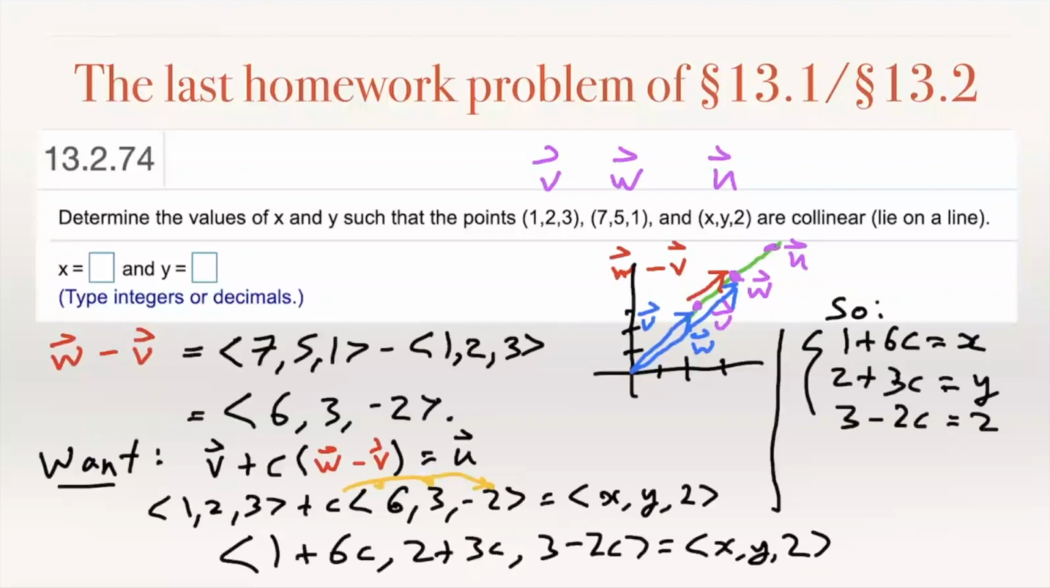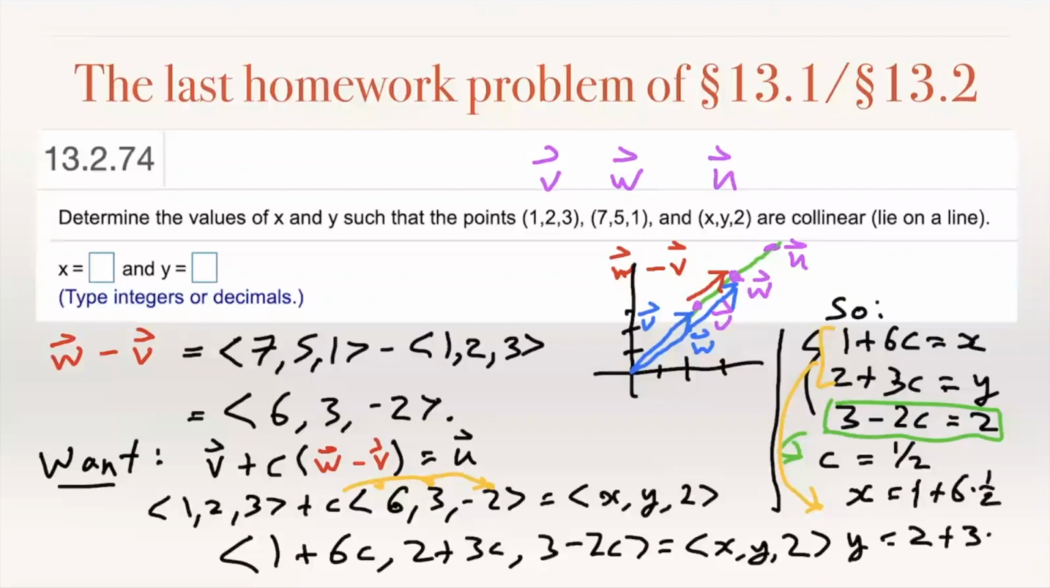So solving for C in this last equation, that implies that C is equal to, so 2 minus 3 is -1, divided by -2 is 1/2. So now that we know that C is 1/2, we just plug it into each of these equations, and we therefore get that x is equal to 1 plus 6 times 1/2, and y is equal to 2 plus 3 times 1/2. And finally, that means that x is equal to 1 plus 3 is 4, and 2 plus 3/2 is 4/2 plus 3/2 is 7/2.